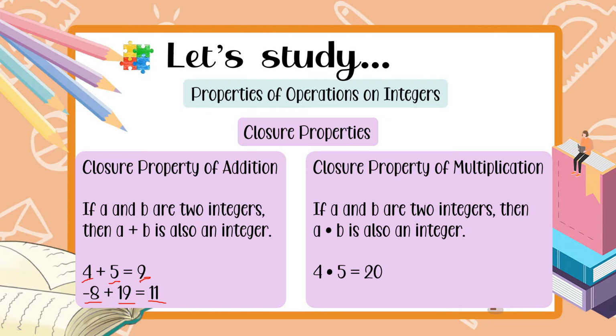So, let's have this one. 4 times 5 is equal to 20. So, 4 is an integer, 5 is an integer, and if we multiply the two integers, the product is also an integer, which is 20. So, we have here negative 8 times 19 is equal to negative 152. Negative 8 is an integer. 19 is an integer. Therefore, the product of the two is also an integer, negative 152.